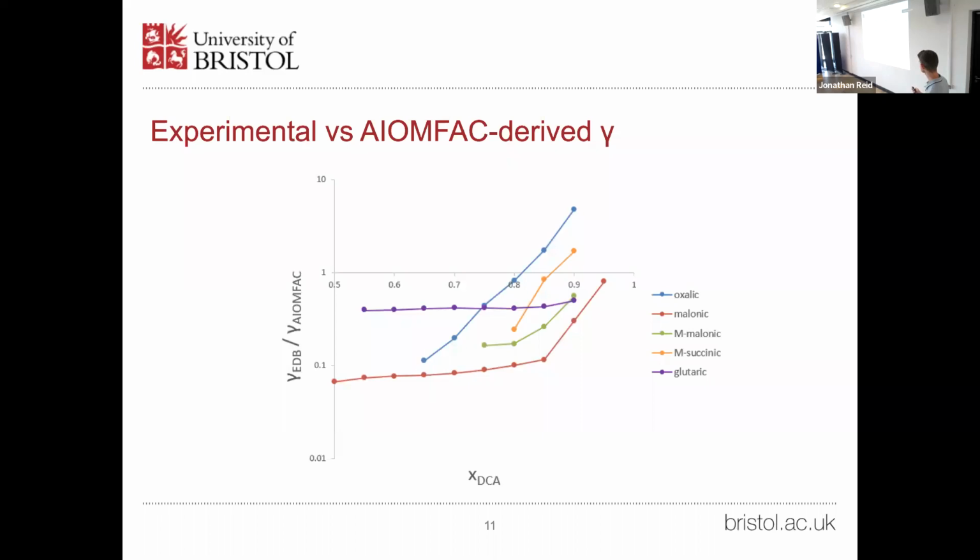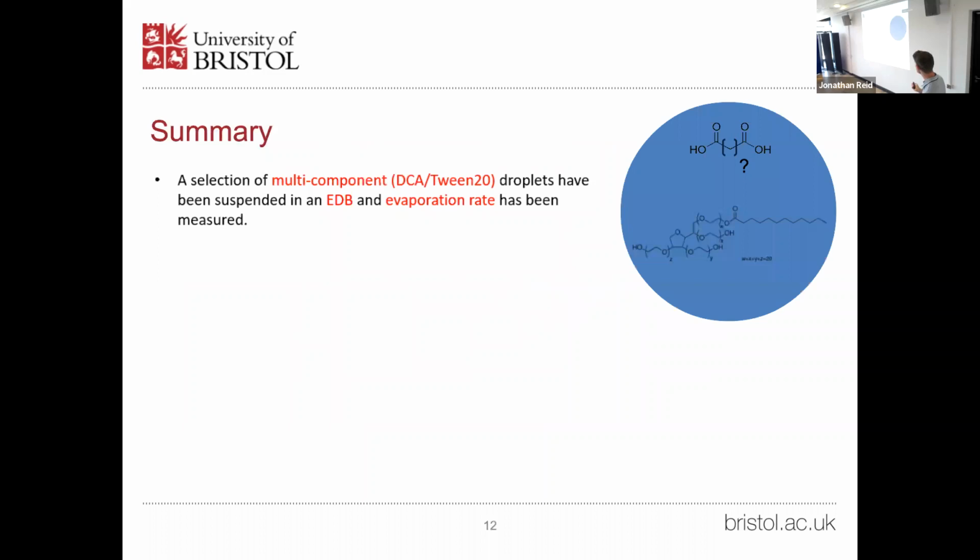Okay, to summarize, I've looked at a selection of multi-component droplets containing a dicarboxylic acid and a tween 20. I suspended them in EDB, and then I've measured their evaporation rate, from which I've generated activity coefficient versus mole fraction plots, and I've compared that against AMFAC.